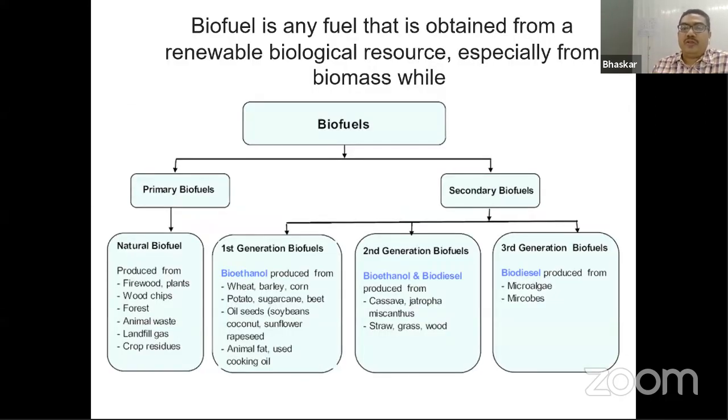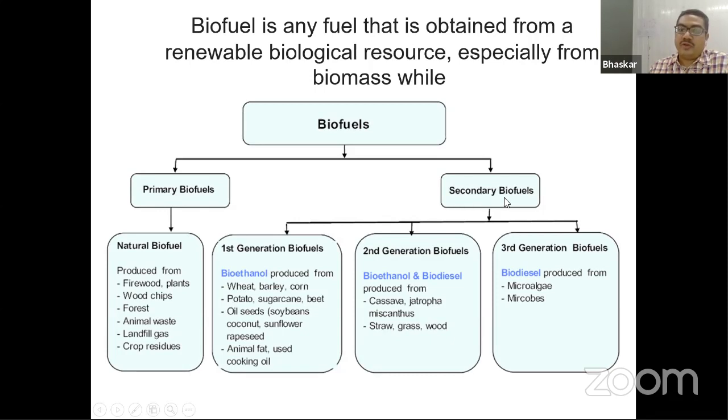So coming back to biofuels, there are two types of biofuels. One is primary and the other is secondary. Primary biofuels have been used since ages by our forefathers in the form of forest products, animal waste, and crop residue, but they have a disadvantage: they are polluting. They generate some respirable particles, which, if inhaled into our body, can have adverse effects.